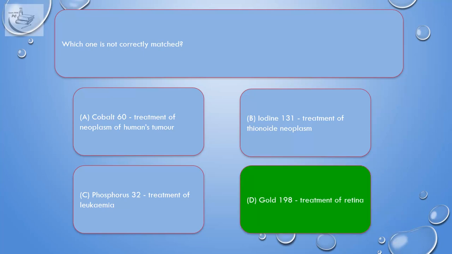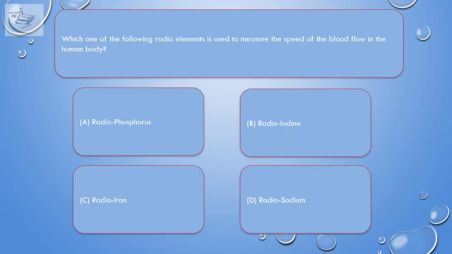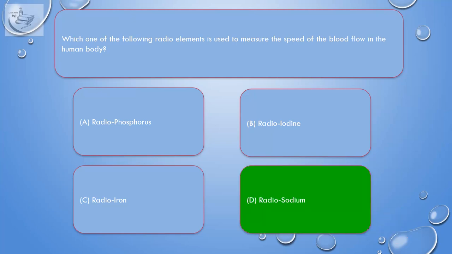Correct answer is D. Gold-198 treatment of retina. Question: which one of the following radio elements is used to measure the speed of the blood flow in the human body? A. Radiophosphorus. B. Radioiodine. C. Radioiron. D. Radiosodium. Correct answer is D. Radiosodium.